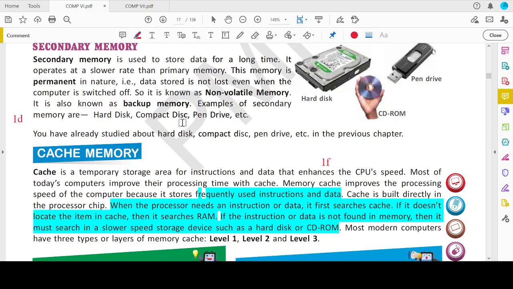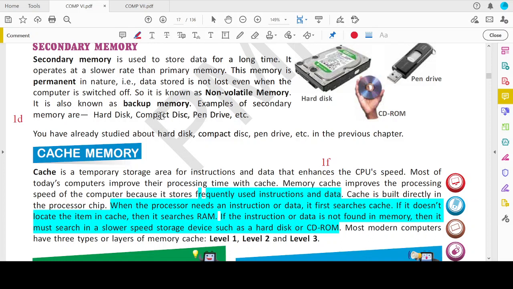So these are the various kinds of secondary storage used along with a computer system. Computer system gets support of these secondary storages. A hard disk is normally connected, or some external hard disks are also available that are used through the USB, universal serial bus.